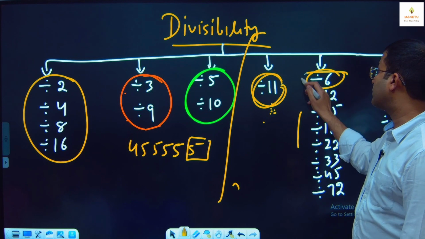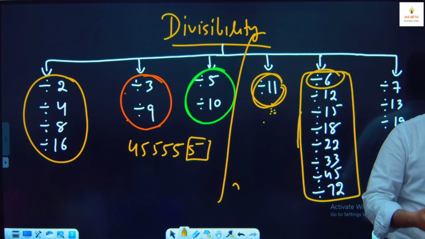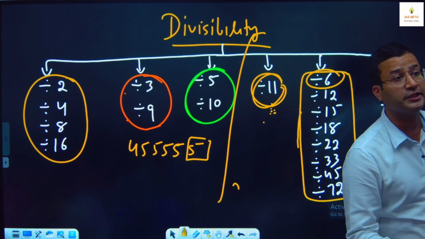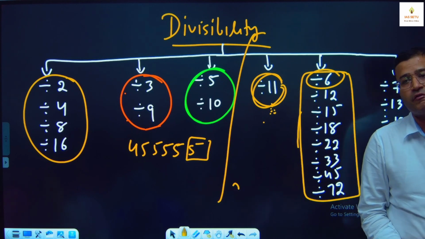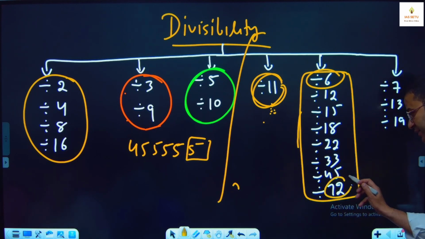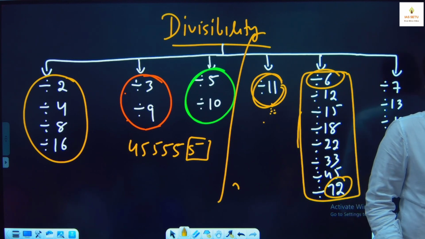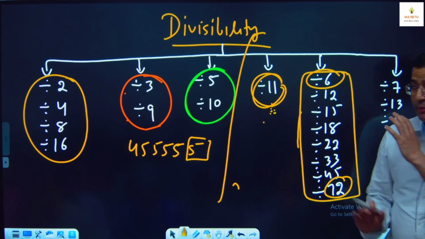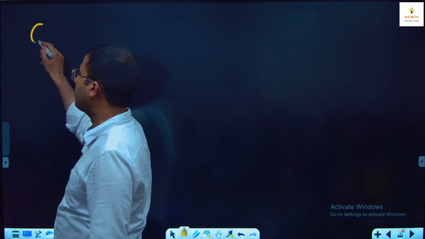Now next is a very important part: divisibility of 6, 12. Not only this, bigger numbers 72, 90, 99. Even these bigger numbers are my concern. And one of the favorite numbers of the examiner is 72. They ask a divisibility question on it. But before that, I need one concept called co-prime numbers.